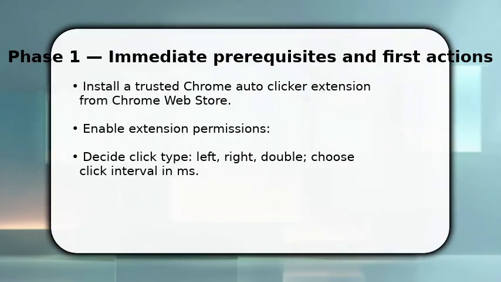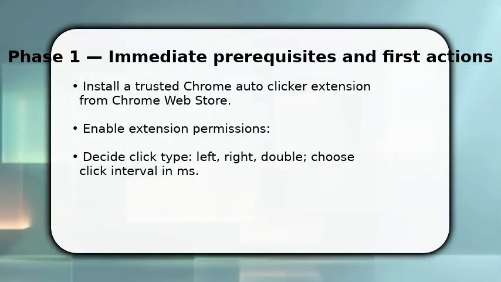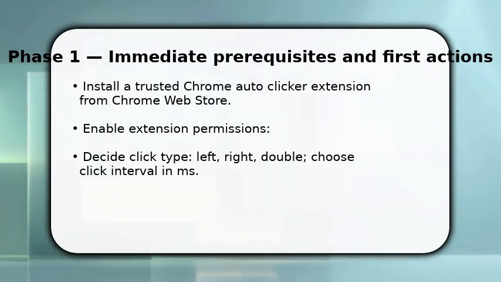You start by installing a reputable Chrome Auto Clicker extension and granting only the permissions it needs. Make sure it can access the tab you plan to automate. Once installed, pin the extension for quick access and open the target page.